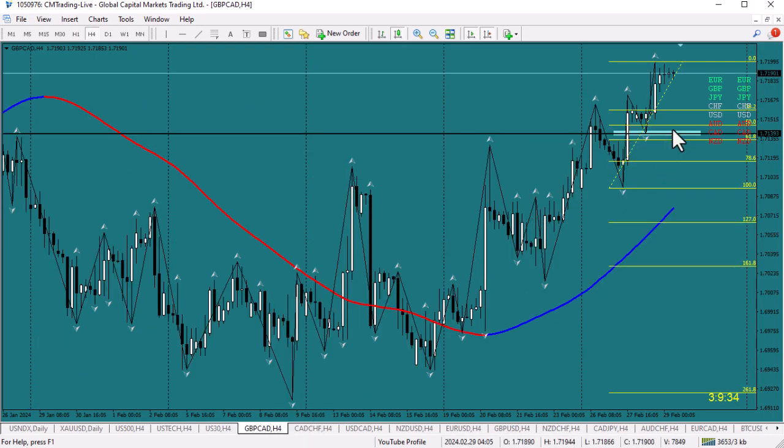In the pound CAD, you can see here, pound up there, CAD down there. I like this retracement of this last directional swing. Retest back to the support level at 61% fib. I will look for some long setups there.